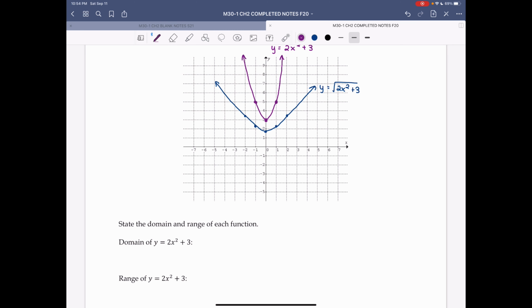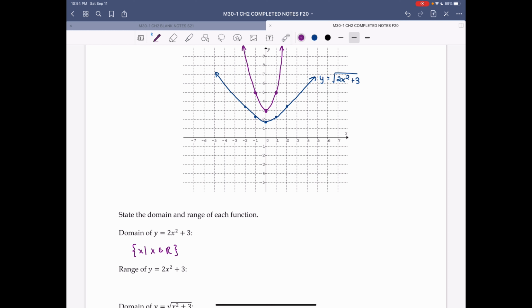State the domain and range of each function. Domain of y equals 2x squared plus 3. It's a quadratic, so the domain is x such that x is an element of the real numbers. And the range of y equals 2x squared plus 3 is defined by the fact that it's opening up and it has a minimum value at 3. So y such that y is greater than or equal to 3 and y is an element of the real numbers.